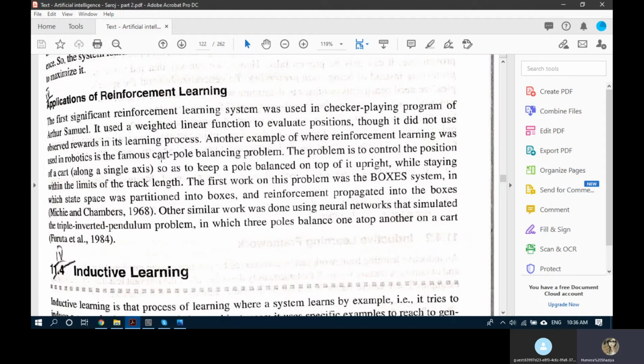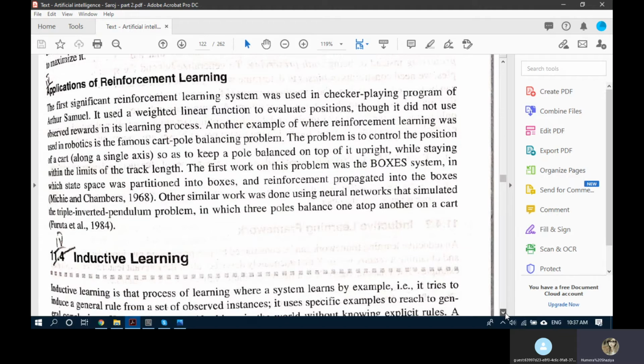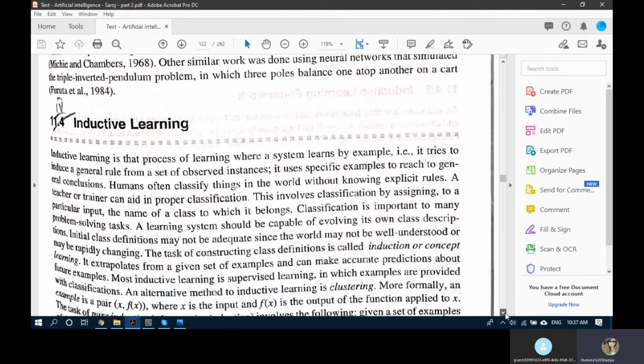Another application is in robotics. The agent is a robot, and it performs cart pole balancing. There is a pole and there is a cart, it has to balance, and if it keeps the pole balanced and upright while staying within the limits of the track length, then it is said that the agent is performing well. So they are the two applications of reinforcement learning. There are several others.